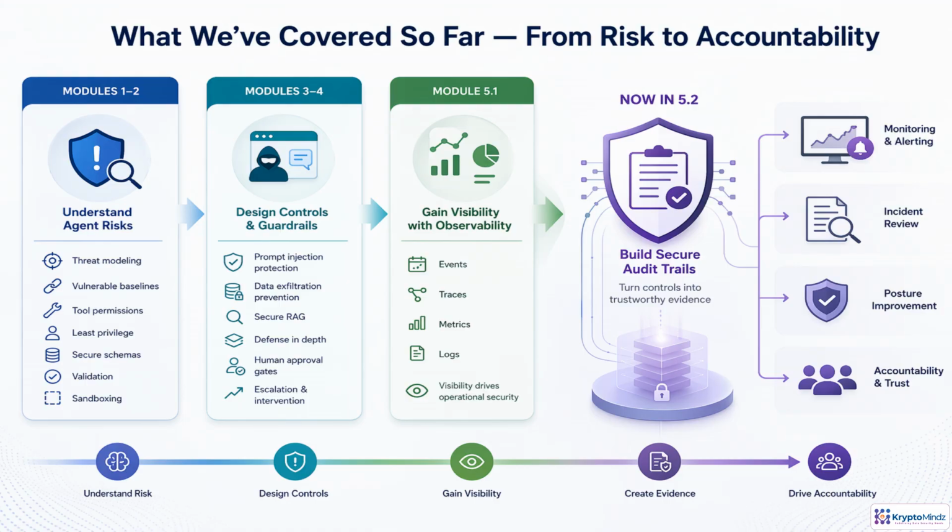So far, we've identified agent risks, designed practical controls, and gained observability across events, traces, metrics, and logs. Now we make that visibility accountable. Secure audit trails preserve trustworthy evidence, so teams can monitor activity, investigate incidents, review decisions, and continuously improve their security posture.